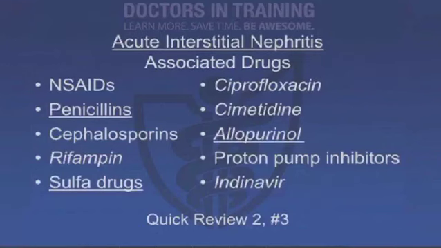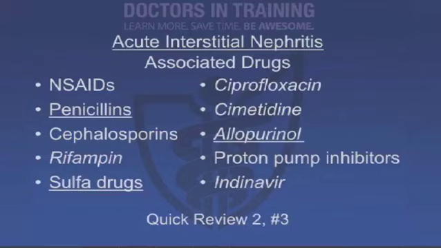So NSAIDs, including the COX-2 inhibitors, and penicillins. Penicillins are some of the biggest causes of acute interstitial nephritis, and that's why you need to be aware of that. If you give someone a penicillin, and all of a sudden their creatinine bumps way up high, then you need to think, well, my gosh, maybe this is acute interstitial nephritis. Cephalosporins, rifampin, sulfa drugs, ciprofloxacin, and some of the other quinolones, perhaps.